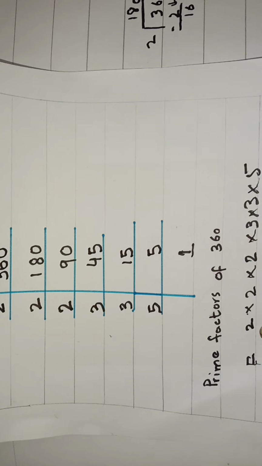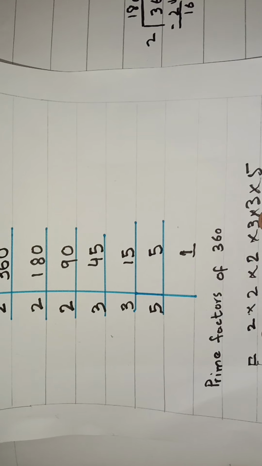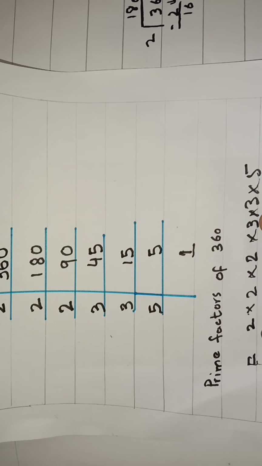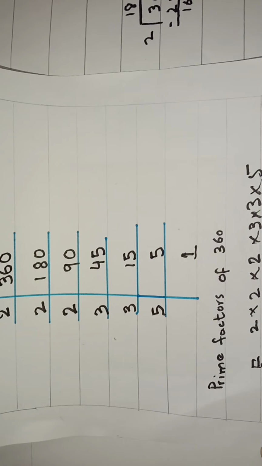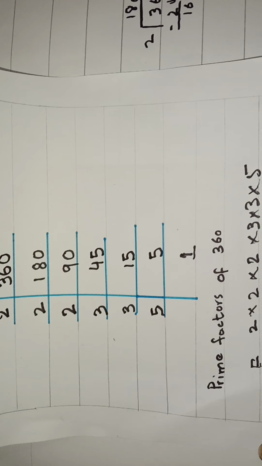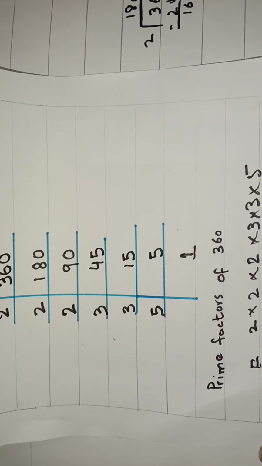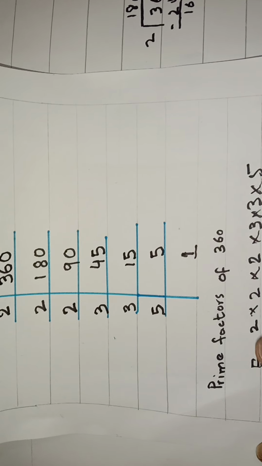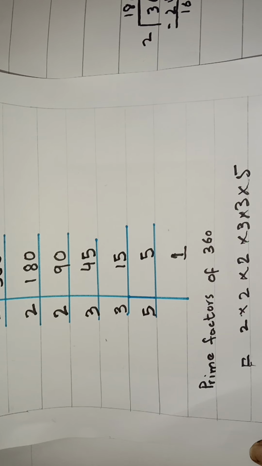Students, to check whether you have found the correct prime factors or not, you will multiply them. 2 twos are 4, 4 twos are 8, 8 threes are 24, then 24 into 3 is 72, 72 into 5 is 360. When you multiply all these factors, we get 360 again, because we broke down 360 into its prime factors. If you get 360 as the answer, it means your factors are correct. Let's move on to the next part.